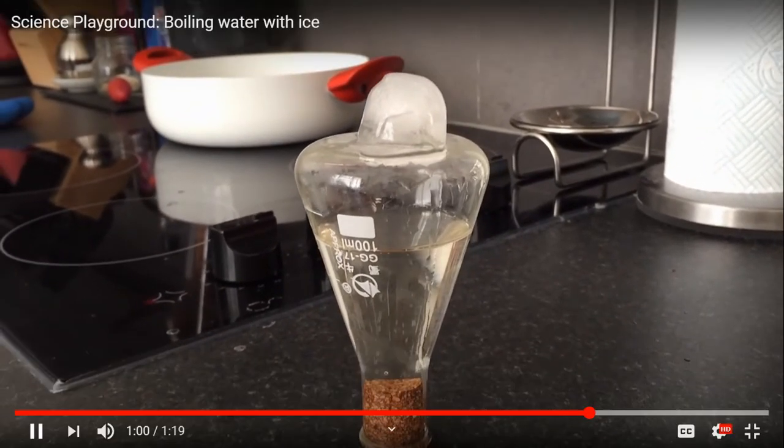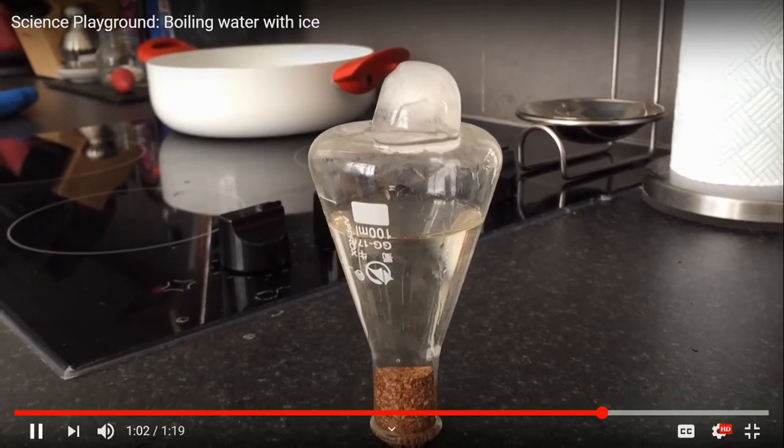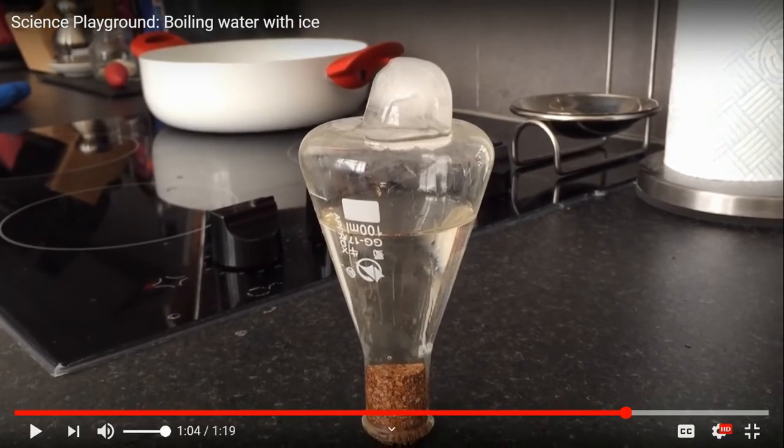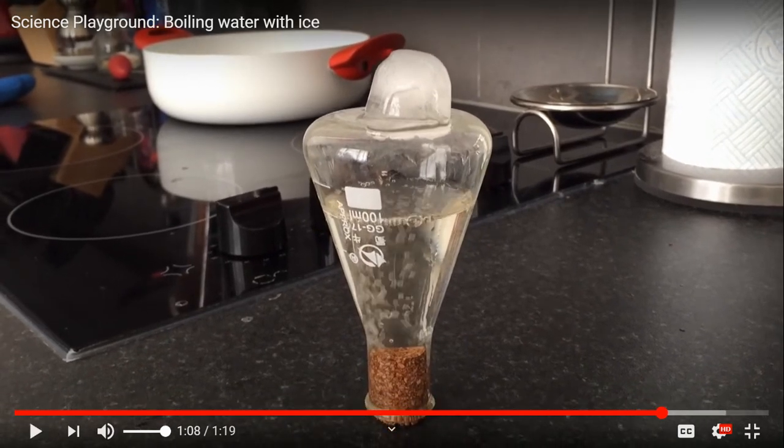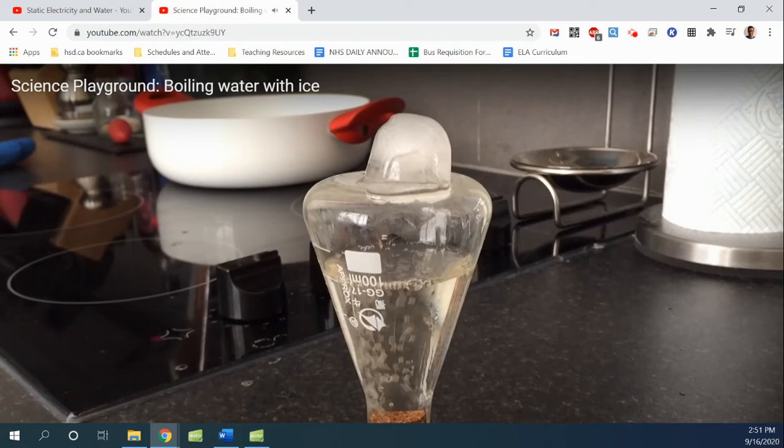So what's happening? The pressure in the top of our flask is suddenly dropping. Oh, it's just a little leaky. Okay. Whew, we're going to talk about what happens there.